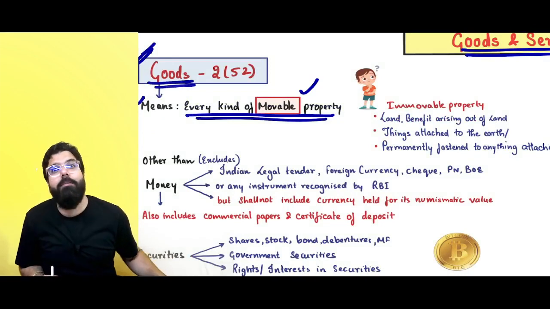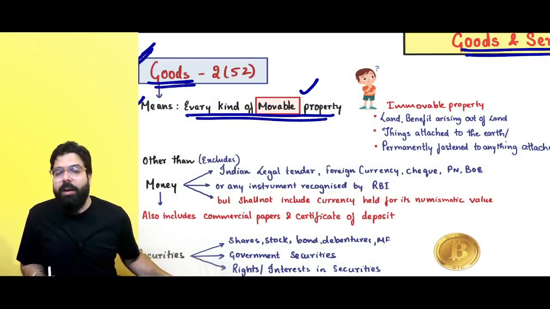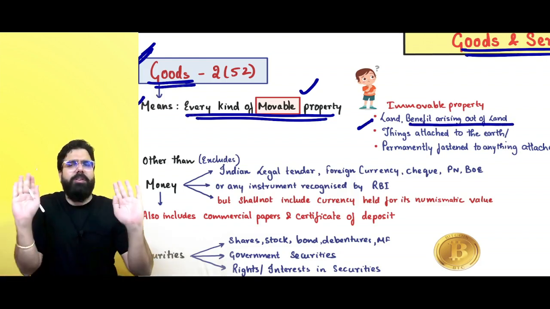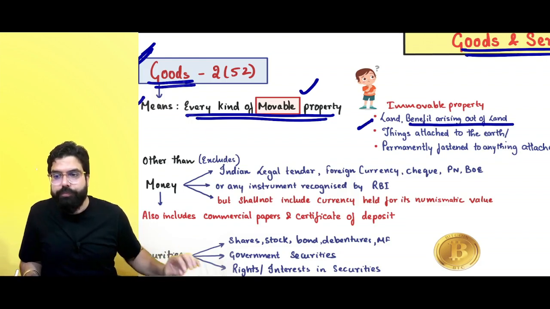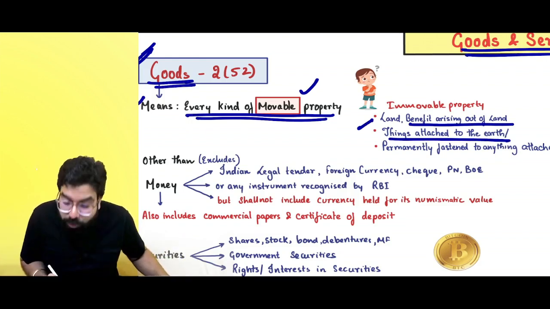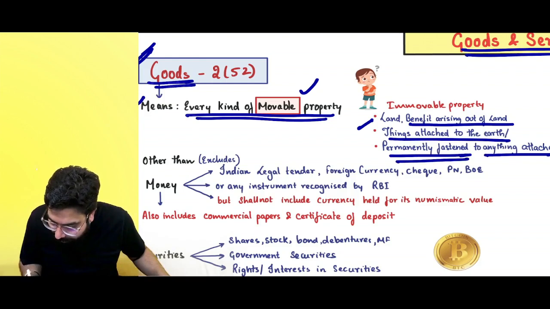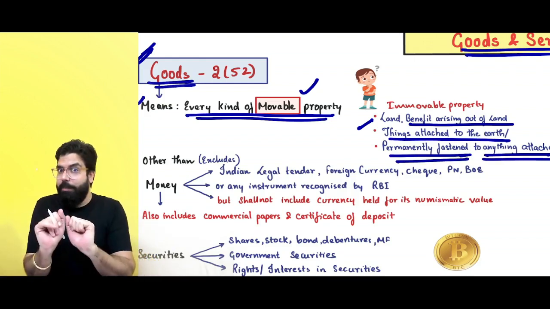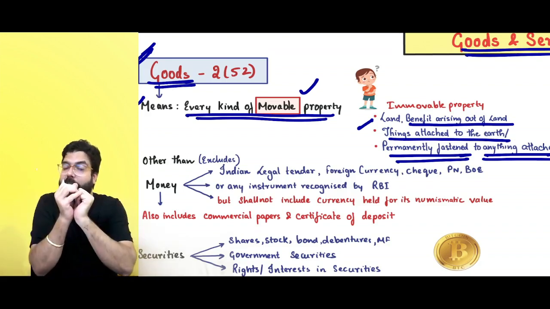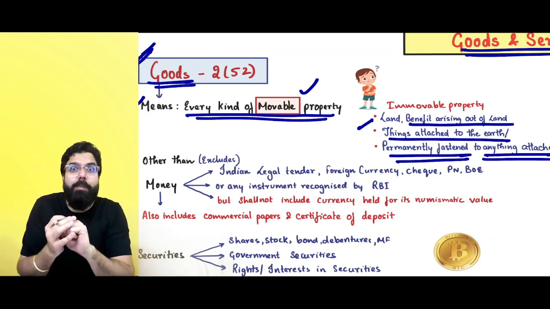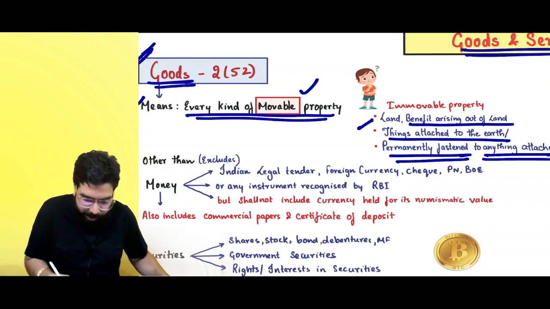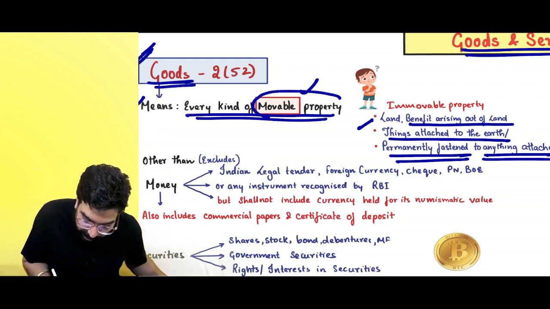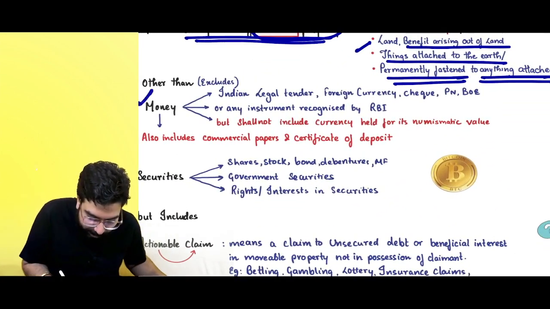What is immovable, sir? If you see the definition, immovable property means land, any benefit arising out of land, then things attached to the earth or permanently fastened to anything attached to the earth. So land is immovable. Any benefit out of land is immovable. A building attached to the land is immovable. A telecommunication tower permanently attached to the building is also immovable. So immovable property is never goods, because goods means every kind of movable property other than money.